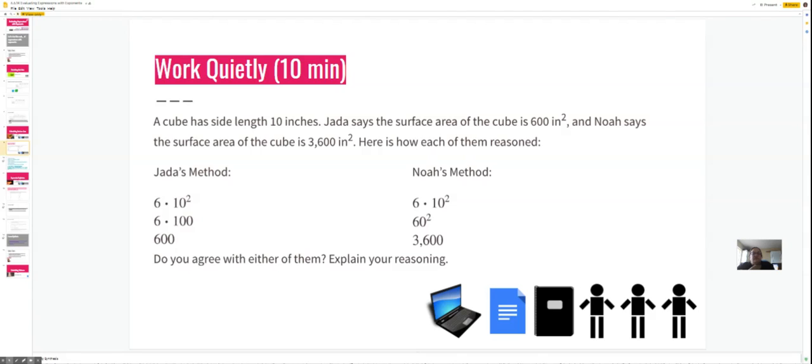So which method do you agree with? I hope you said you agree with Jada, because we've been talking about order of operations since the beginning of school. So you have to do the exponents first. Parentheses, exponents, then multiply and divide, then add and subtract.